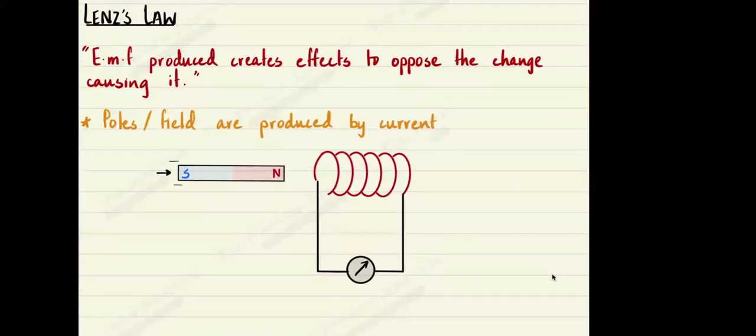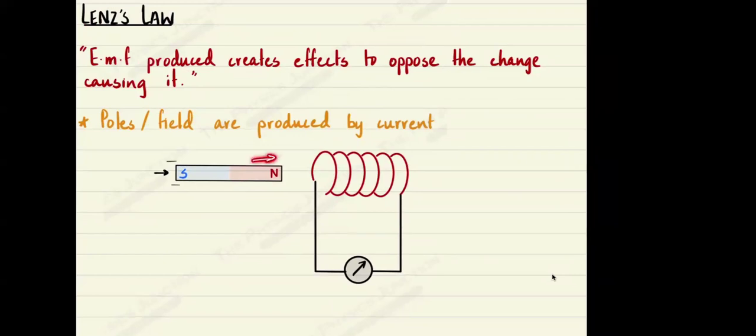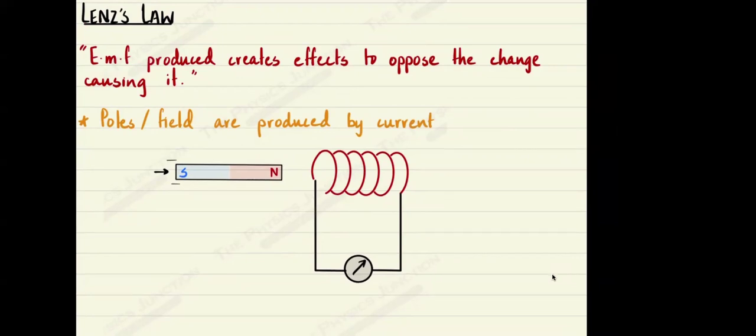But that law does not answer why there are different deflections. For example, if I move this towards the coil, or if I move it outside or away from the coil, why do we have those opposite deflections? That's explained by the second law of electromagnetic induction, which is called Lenz's law. And Lenz's law says this, that the EMF produced is obviously because of some change. Now that EMF produced creates effects which oppose the very change that caused it.